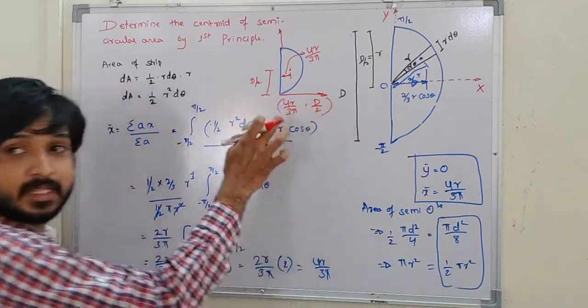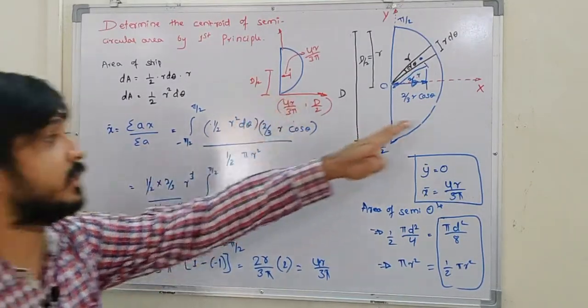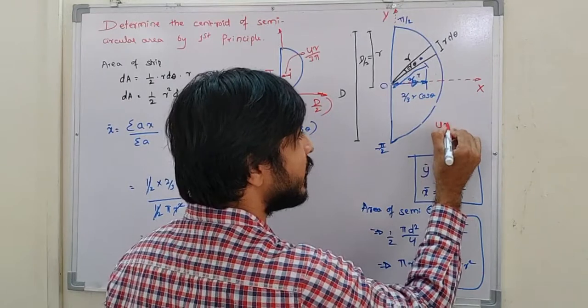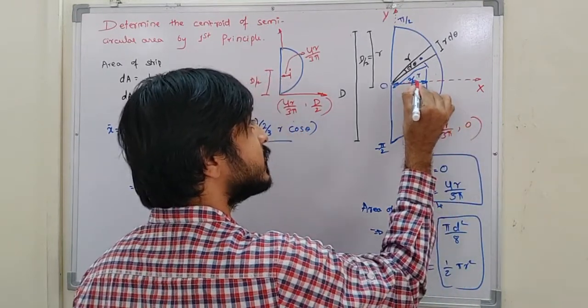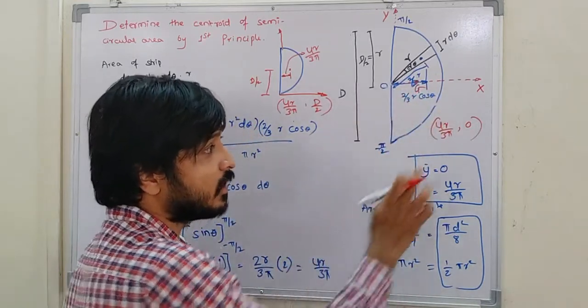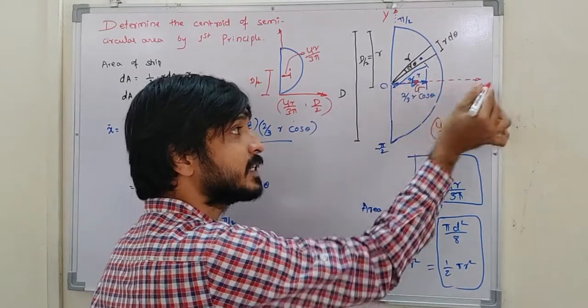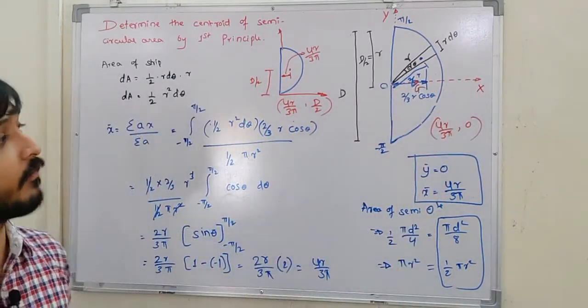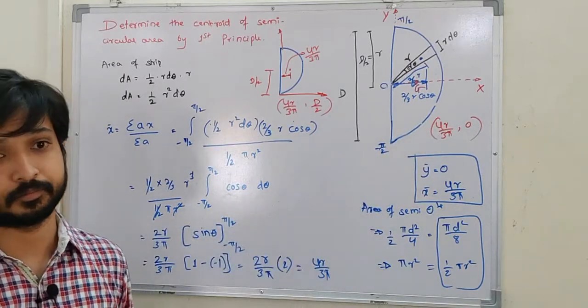These are the x and y coordinates when they have given the reference point from the base. But in this case, it is 4r by 3 pi comma 0. Okay, so the CG is residing somewhere here, G. The coordinates of this G are 4r by 3 pi comma 0, because this CG is residing on the reference axis x only, right? So that's why y will become 0.